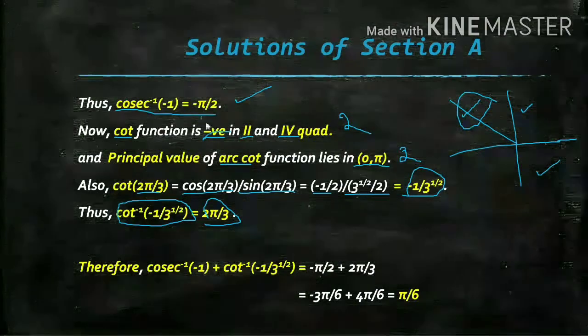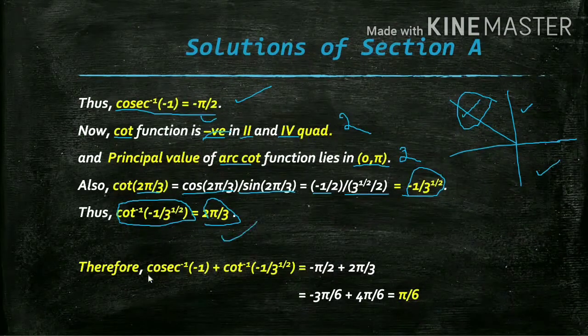Now after finding these both angles, you just need to find this. That means you just need to add them. Adding them, taking the LCM, getting the answer as pi by 6. That's easy.